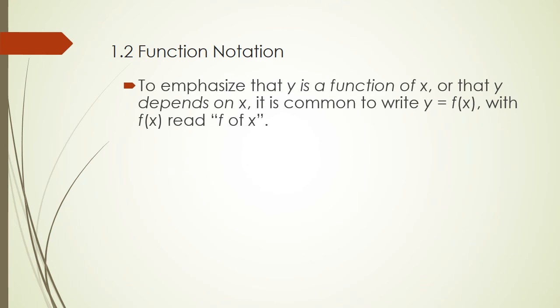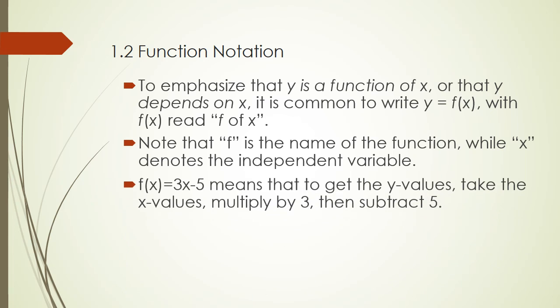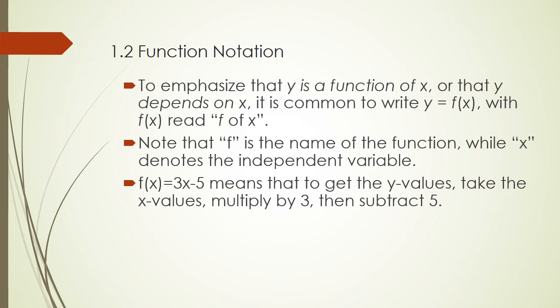Okay, a word about notation. To emphasize that y is a function of x or that y depends on x, we commonly write y equals f and then the x in parentheses. And how that reads is f of x. So y equals f of x, not f times x. Note that f is the name of the function while x is the independent variable. So when I write f of x equals 3x minus 5, what that's telling you is that to get the y values, you take the x values, multiply by 3, and subtract 5.